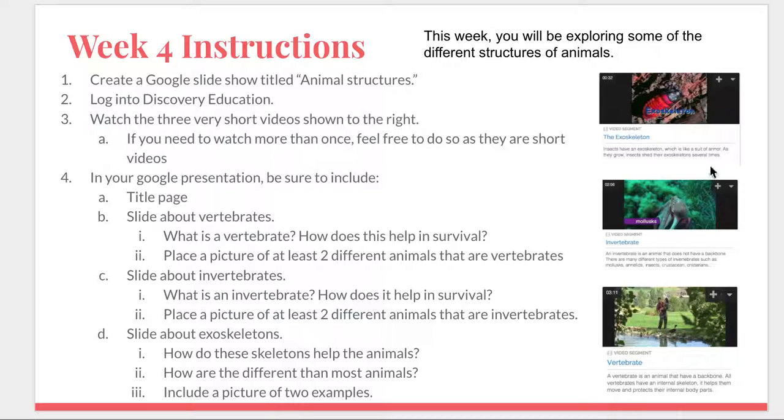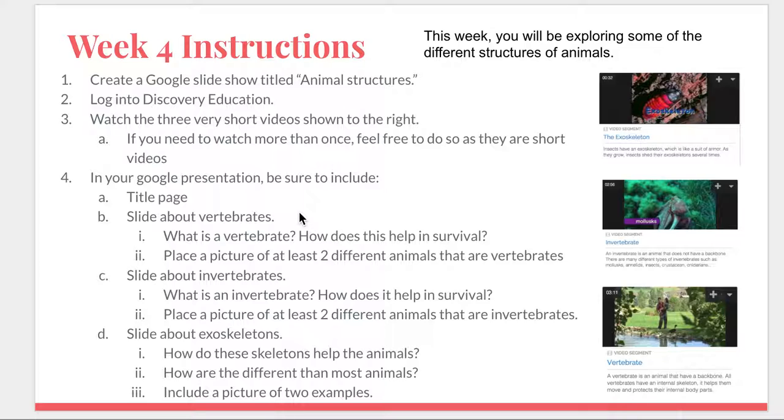These are going to talk about different structures that help animals. If you need to watch them more than once, make sure you do that because they are very short. They're right around 30 seconds. The first one's 30 seconds, and the second 2 are going to be 3 minutes. So they're very short, quick, and to the point to help you.